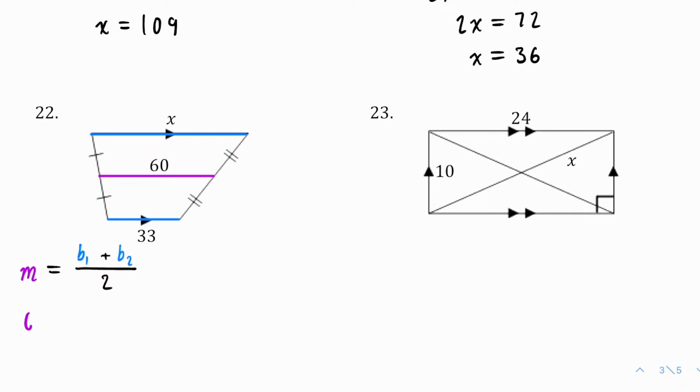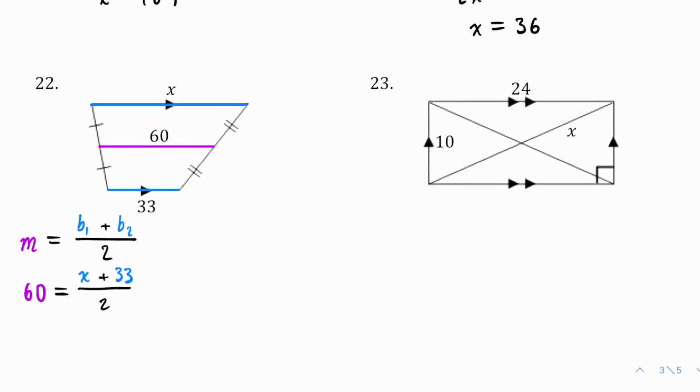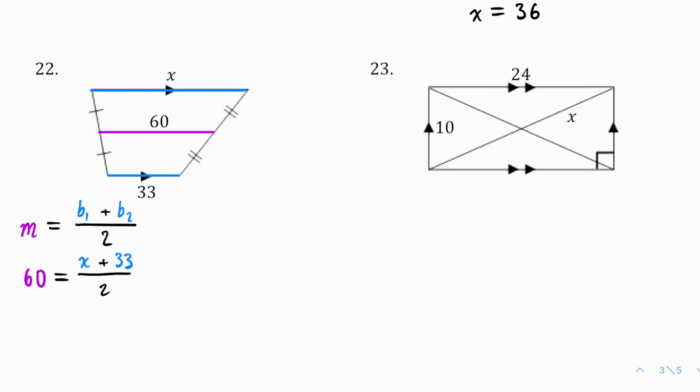So this is going to be 60 equals, one of my bases is x, the other one is 33. So those are added together and divided by 2. To get the x by itself, I need to multiply both sides by 2. So 2 times 60 is 120. So 120 equals x plus 33. Subtract 33 from both sides, and x equals 87.